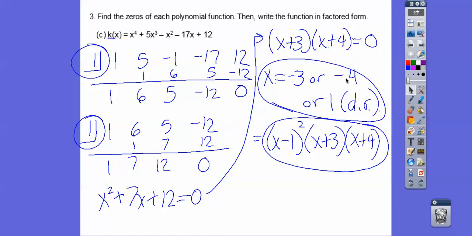Similarly, -4, -4. And then 1 is a double root because it happened with a 0 right here and with a 0 right here. So to set it in factored form, x minus this factor squared because it's a double root, x minus a minus 3, x minus a minus 4, so we get that. All right, let's see what else we have here.